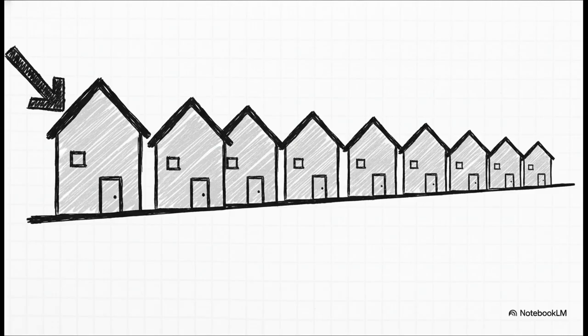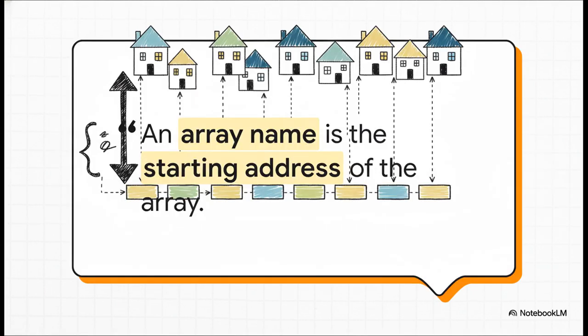If you know the address of the very first house, it's super easy to find the second, the third, and so on. And this right here brings us to a huge aha moment for so many programmers. The name you give an array, like numbers in this example, isn't just a label. In C++, the name of an array basically acts as a constant pointer that is always holding the memory address of its very first element. The name is the starting address of that row of houses.